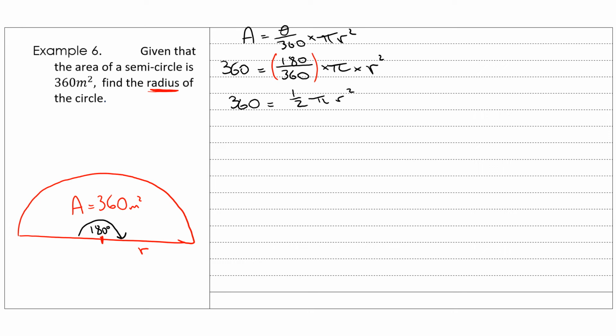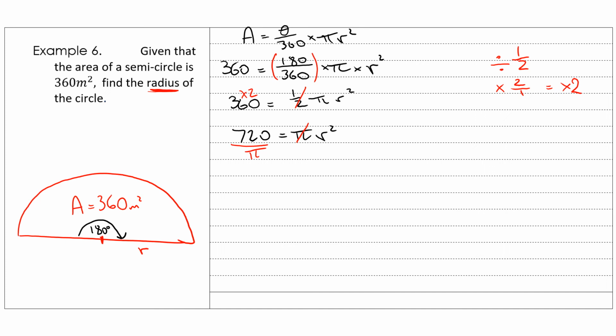To cancel out a times by a half, we're going to divide by a half. Now remember, when we divide by a fraction, if we were to divide by a half, we flip and multiply. Same as timesing by 2 over 1, which is the same as timesing by 2. So to cancel out times a half, we're going to times by 2. And we get 720 equals pi r squared. Next thing we're going to do is divide by pi.